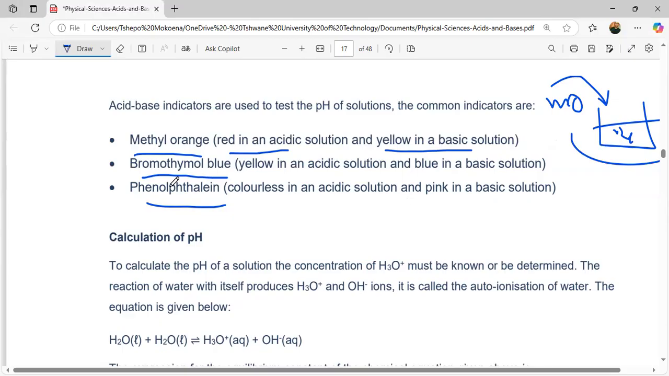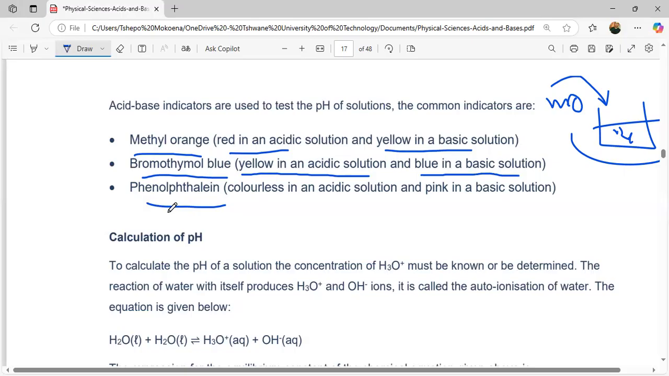Same applies to bromothymol blue, but now it's the opposite. You saw yellow for basic, but if you add your bromothymol blue to a solution and the solution becomes yellow, then the solution is acidic. Don't confuse yellow for basic with methyl orange and yellow for acidic with bromothymol blue. These are different indicators. Then if the solution becomes blue, the solution is basic.